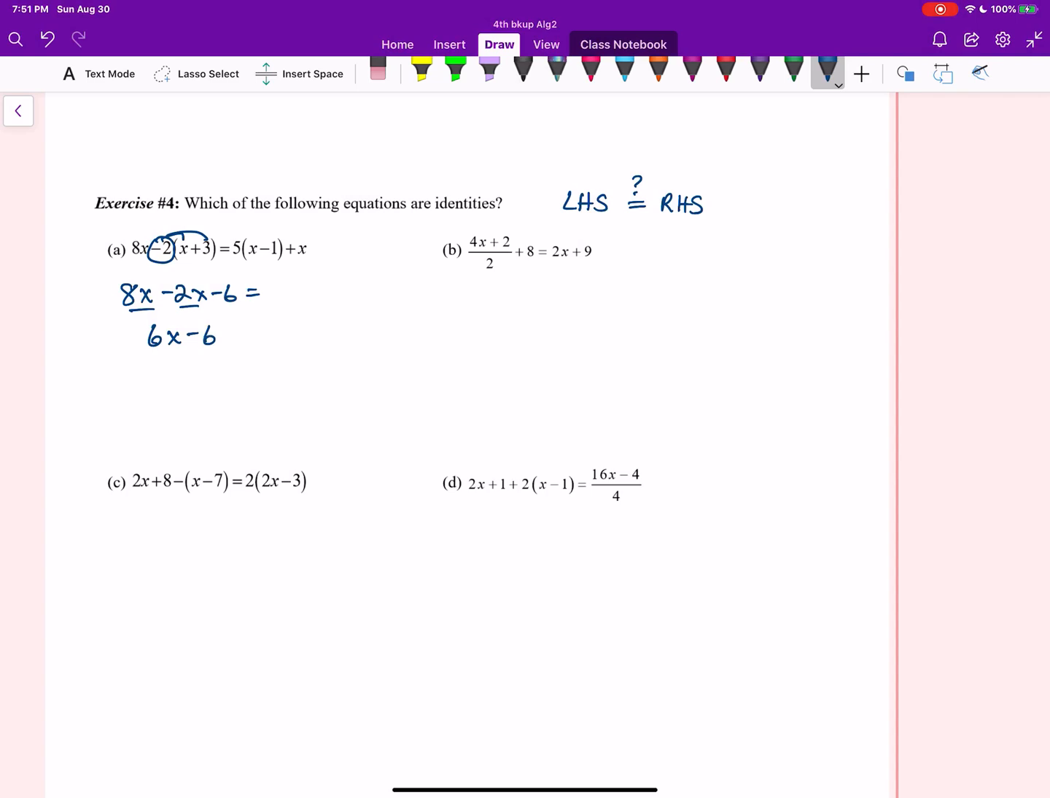The right-hand side, distribute the 5. That's 5x minus 5 plus x. Combine like terms, 5x and 1x is 6x. Are these identical? No. So these are not equal, so this is not an identity.